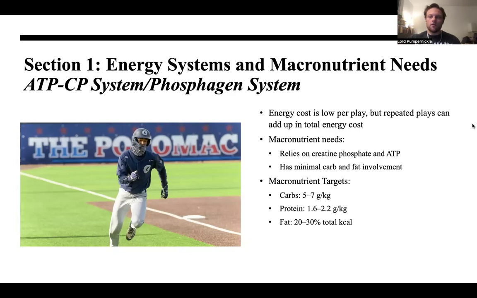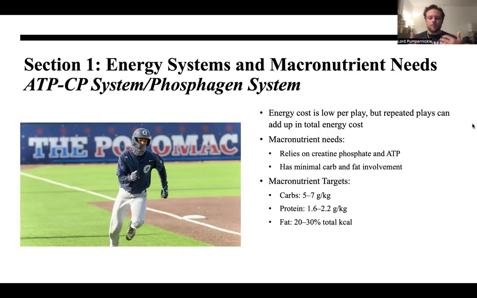A thing to keep in mind with your macronutrient targets and for properly fueling these systems is that baseball players specifically need a balanced diet of carbs, proteins, and fats. The proteins and fat are going to stay roughly the same. The fat is going to be around 20 to 30% of your total calories. Protein is going to be 1.6 to 2.2.